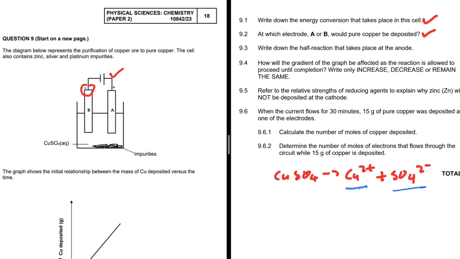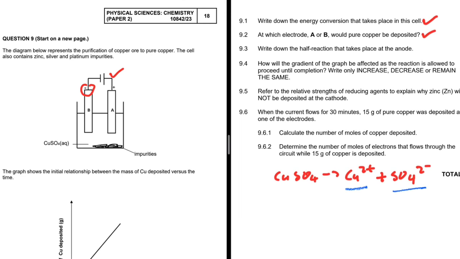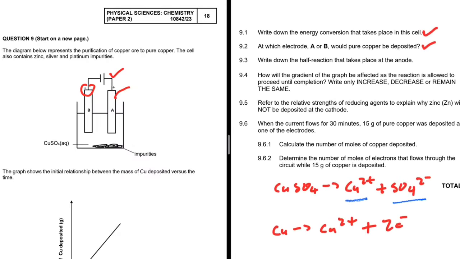Let's take a look at 9.3. Write down the half reaction that takes place at the anode. At the anode, we have oxidation of copper, so we're going to have copper turning into Cu2+ plus 2 electrons. This is at electrode A: Cu becomes Cu2+ plus 2 electrons. There we go.